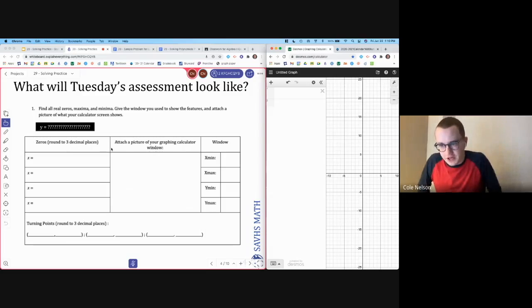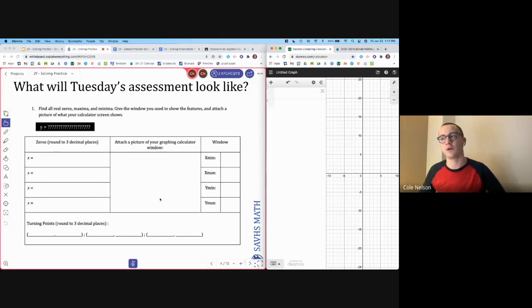Here's some screenshots of what Tuesday's assessment will look like. This is day 31. And so I just want you to be very prepared about what you are going to be expected to do on this assessment. This first question says, find all the real zeros, maxima, and minima. So those are the extrema, right? Those are the turning points. So that's where you would put that. Give the window you use to show the features and attach a picture of what your calculator screen shows.